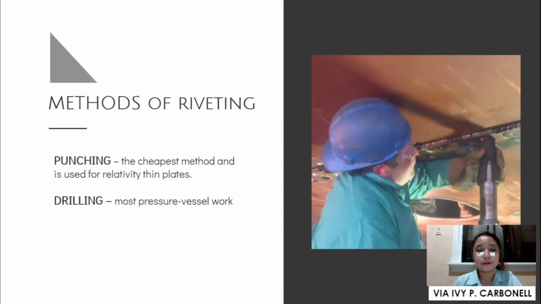When two plates are to be fastened together by a rivet, the holes in the plates are punched and trimmed or drilled. Punching is the cheapest method and is used for relatively thin plates and in structural work. Since punching injures the material around the hole, drilling is used in most pressure vessel work. In structural and pressure vessel riveting, the diameter of the rivet hole is usually 1.5 mm larger than the nominal diameter of the rivet.